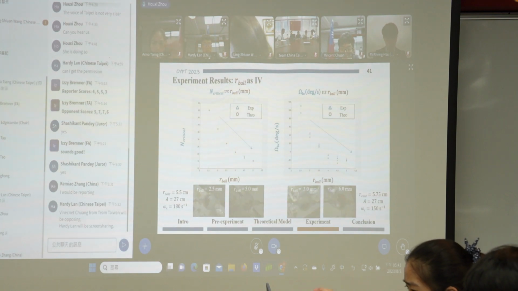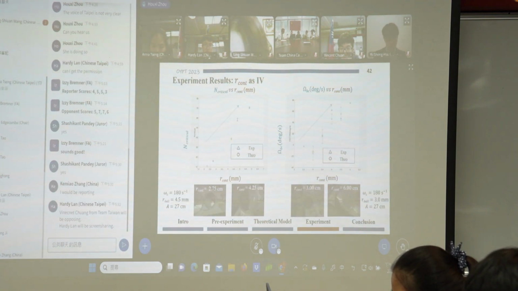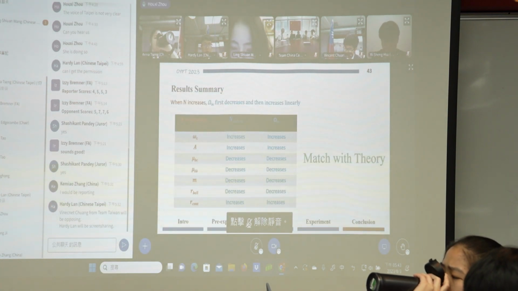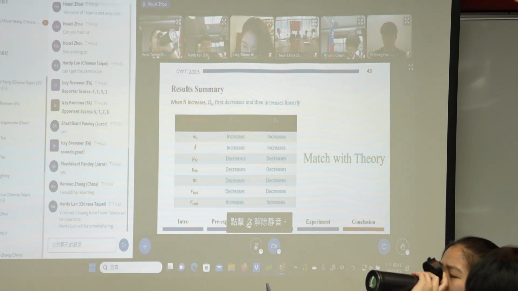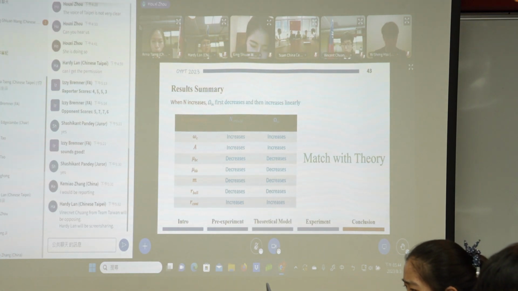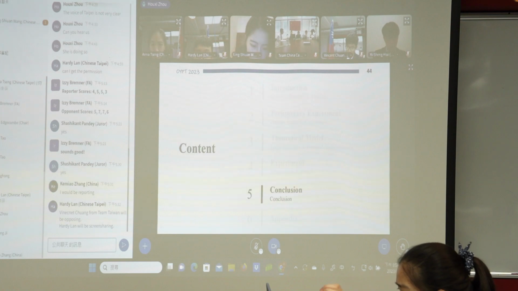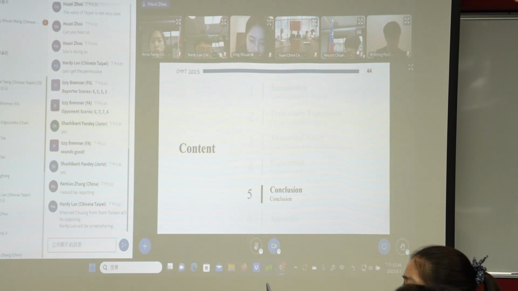N critical has a negative correlation to the radius of the balls, and it has a positive one to that of the container. Here is a summary of our experimental results. All the results match with our theory perfectly well, as you can see in the form on the left. Now, we can enter the conclusion section.